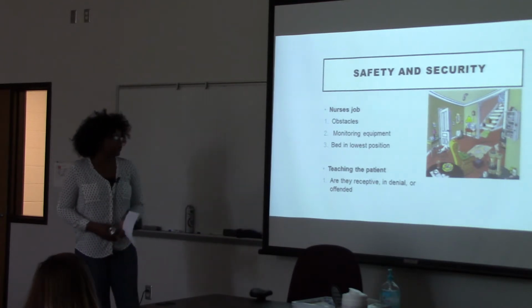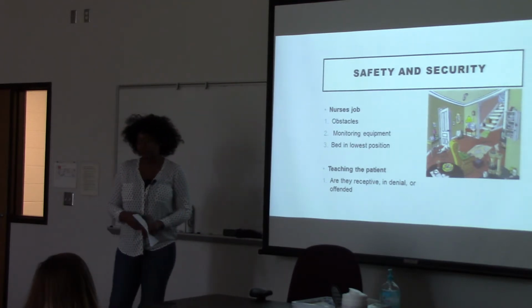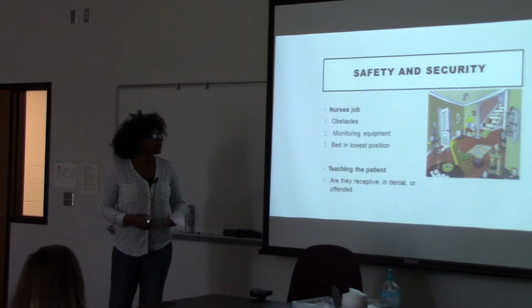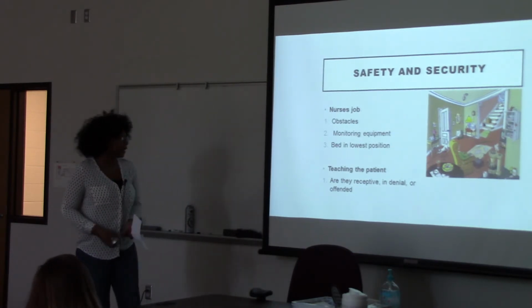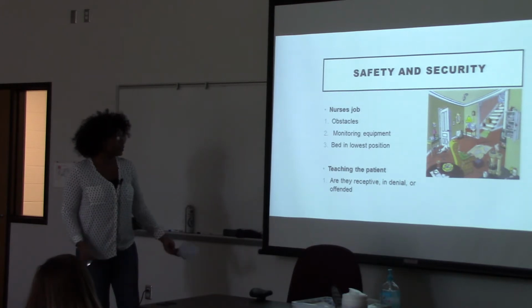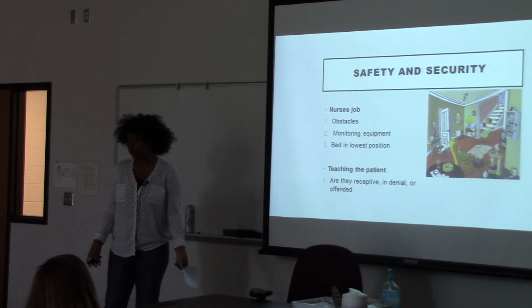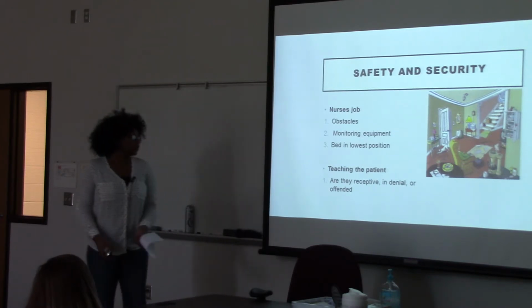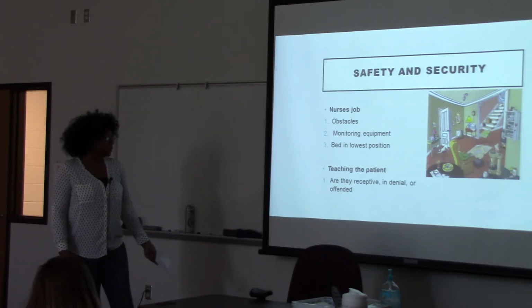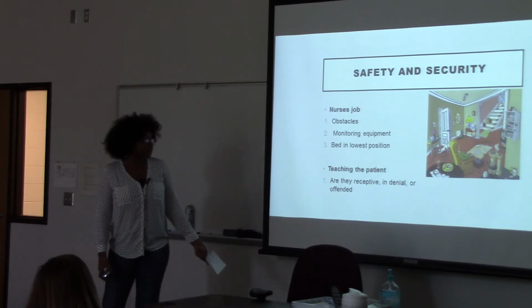You have to monitor equipment like IVs, and make sure you do their vital signs, just to make sure everything's safe, that their blood pressure isn't too low, their temperature isn't too high. And the simplest thing you can do is make sure the bed is in the lowest position, because that can prevent falls or worse falls. And it's also important to teach the patient how to keep themselves safe.